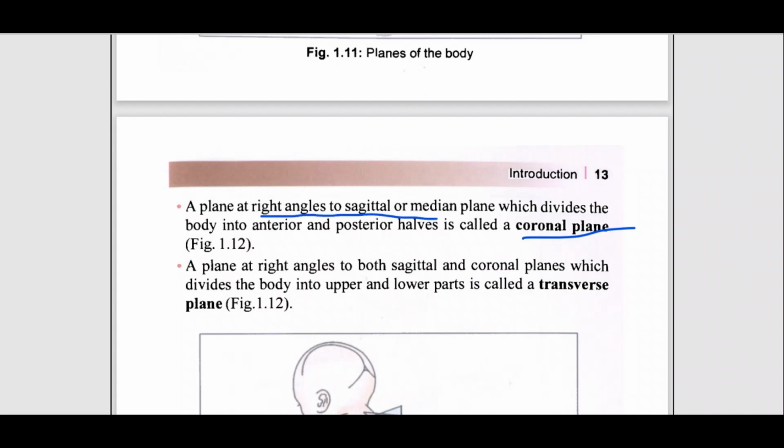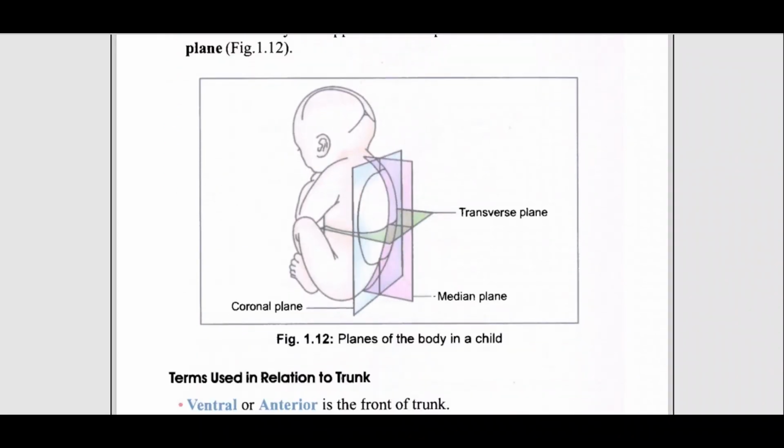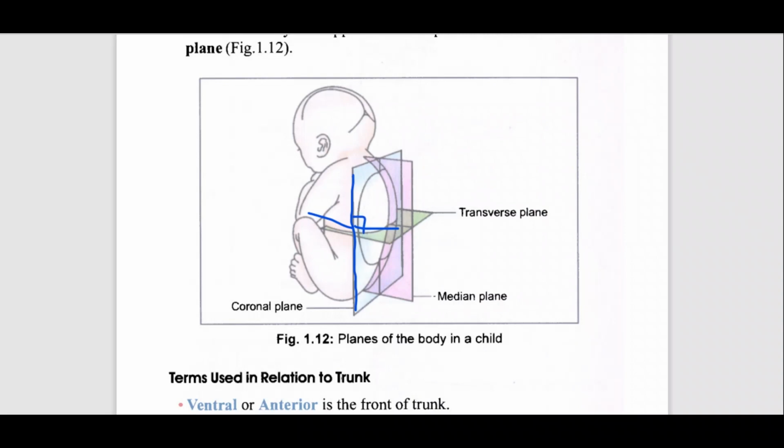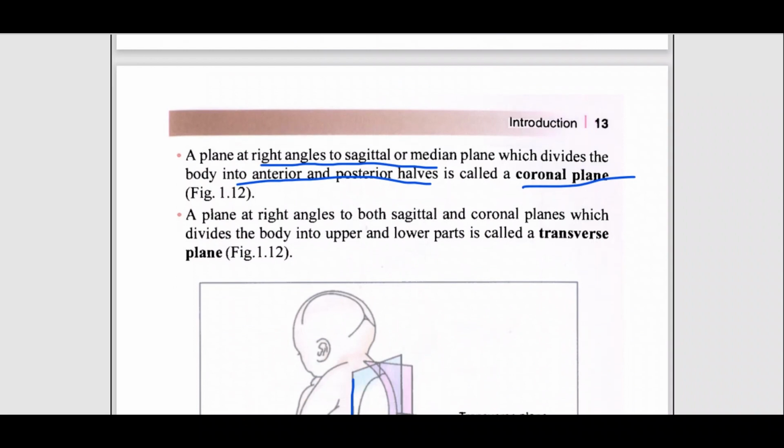coronal plane, and in coronal plane it is a plane at right angle to median plane which divides the body into anterior and posterior halves. Figure 1.12 में इस बेबी का coronal plane बताया गया है. You can look it over here. Okay, this plane is dividing the body into posterior and anterior halves, and it is at 90 degree to your median plane.